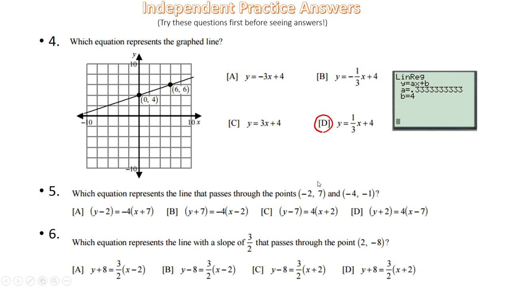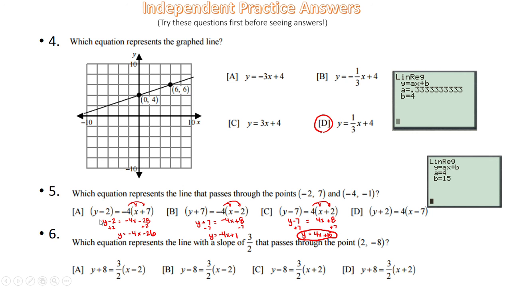Number 5, if you type this in the stat, you're going to get 4x plus 15. None of my answer choices are worked out as 4x plus 15. So you're going to take each answer choice, and with A, you're going to drop this parentheses, distribute on the right side, add 2 to the negative 28, and you have negative 4x minus 26.